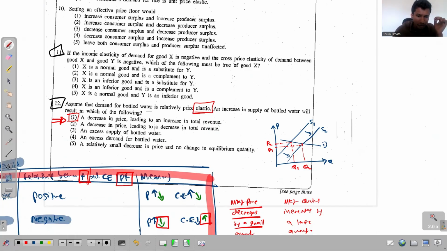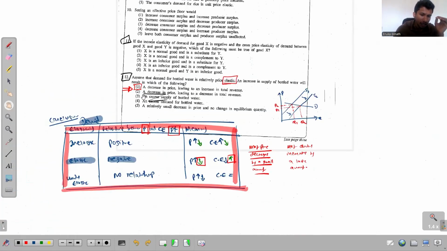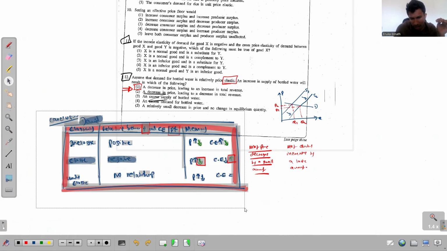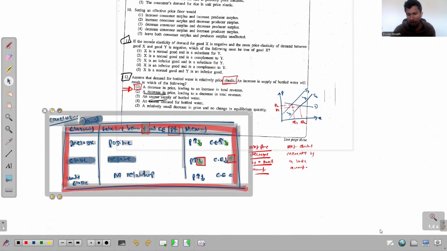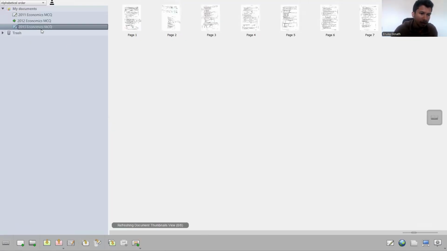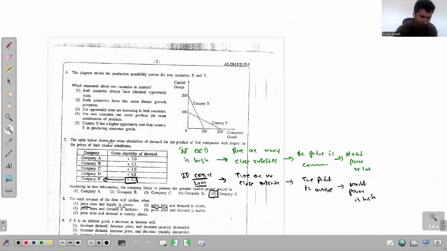Assuming that the demand for bottled water is relatively price elastic, an increasing supply of bottled water will result in which one of the following? So we have discussed this. For both these questions, question number 11 and question number 12, we developed this table. So let me just take this table to this new paper, 2013 MCQ, so we can have the discussion properly there.